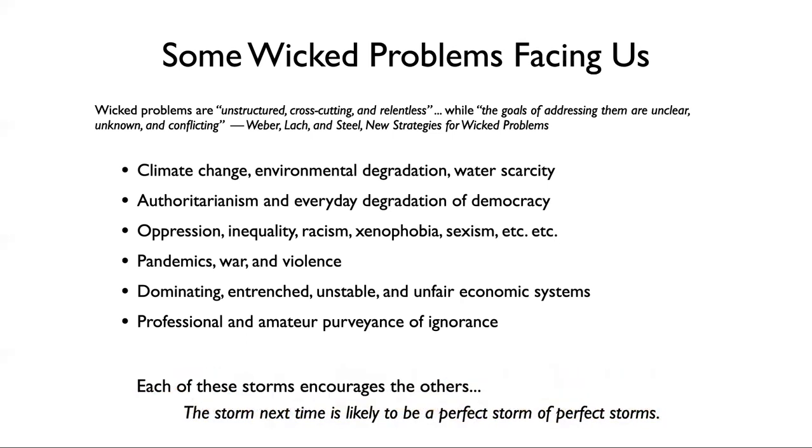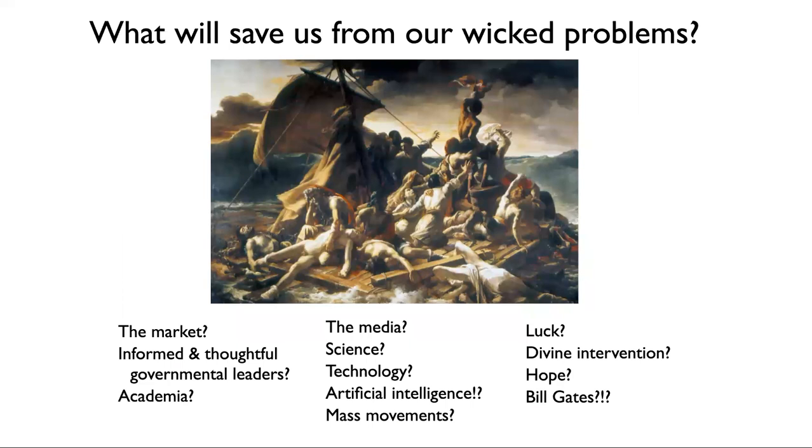And unfortunately, each of these storms encourages the others. It's quite possible that we're in an era where we have multiple storms happening at the same time. And it raises the question of who is supposed to be addressing these issues? Is it the market? Is that going to solve everything? Facebook and the oil companies? Or is it thoughtful and informed governmental leaders? A lot of people might not think that's even a possibility. Is it academia, the media, science, technology, AI, luck, divine intervention, hope? Bill Gates, maybe? He didn't have enough money.